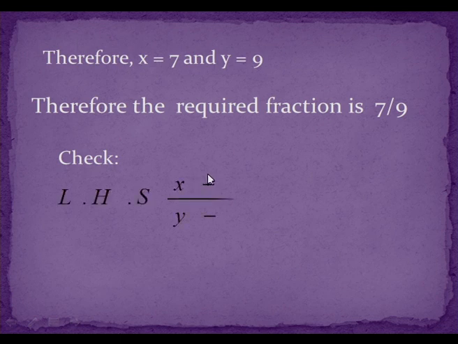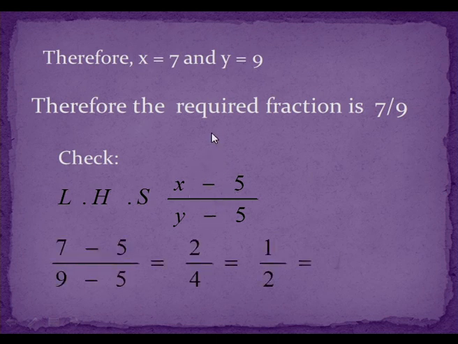Now, let us check this. What is LHS given to us? (x minus 5) by (y minus 5) should be equal to 1 by 2. Now, when we substitute instead of x 7 and instead of y 9, (7 minus 5) by (9 minus 5), which gives me 2 by 4, which is equal to 1 by 2, which is my RHS.